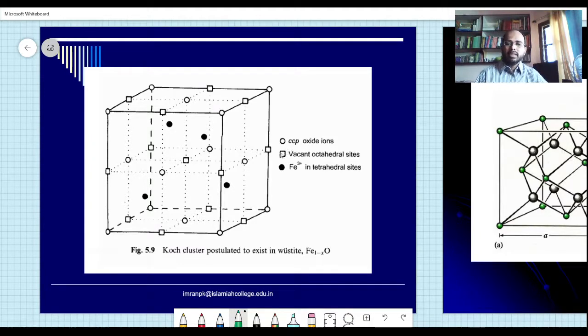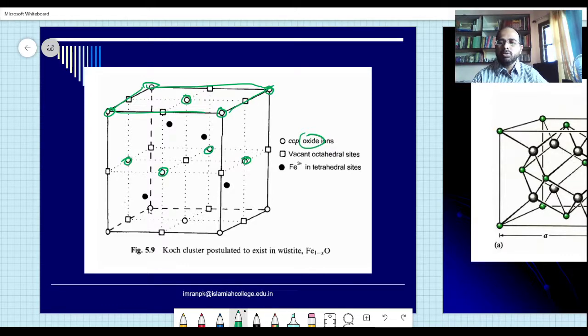So here is a cubic close packing of oxide ions. Remember, this is nothing difficult. It's a simple cube. You have drawn a cube there. In these cubes, you have oxide ions. These are all oxide ions. I am circling them in green.